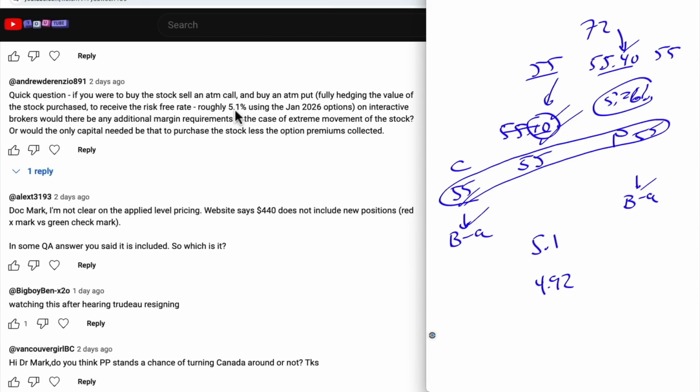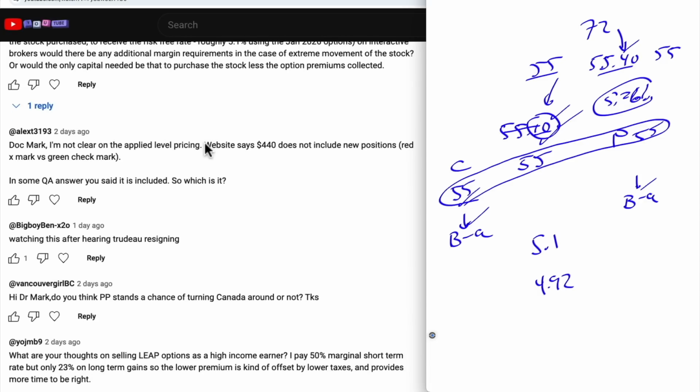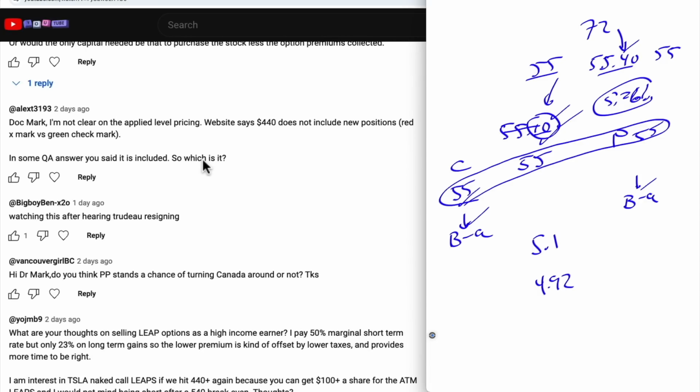If you're getting 5.1, there's a problem somewhere. I'm not clear on the applied level pricing. Website says 440 does not include new positions. It does up until the 15th, up until 11:59 on January 14th. As soon as we hit 12 o'clock a.m., that turns to January 15th, it's new pricing. I'm just going to put NP, new pricing, and the applied level splits into two, those that are only interested in asset management and those that are only interested in security analysis. So it does.